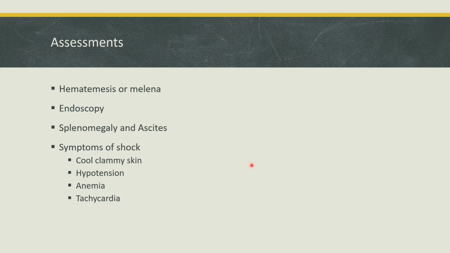All right. These patients might also have some splenomegaly. They might have some hepatomegaly as well, so some enlarged liver, as well as ascites. And then they're going to have symptoms of bleeding. So cool, clammy skin, hypotension, anemia, tachycardia. They might have pale skin, right? Pale mucous membranes.